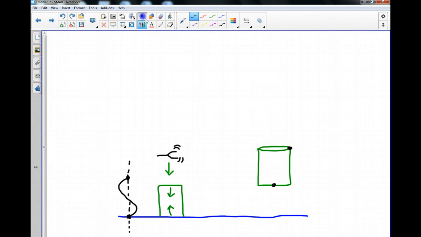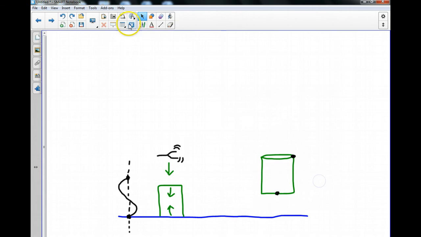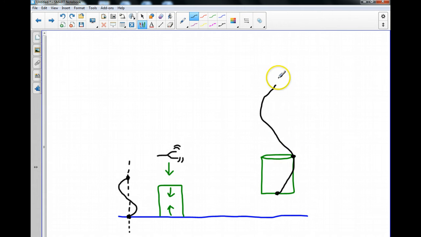Alright then, let me move this down. Here's what it looks like to have a node at this end and an antinode here. Looks like this. Okay, that's a pretty ugly wave, but imagine it's nice and smooth. There's the antinode, there's the node, here's the next node, here's the next antinode, and the next node, like that. Right? So let me erase.